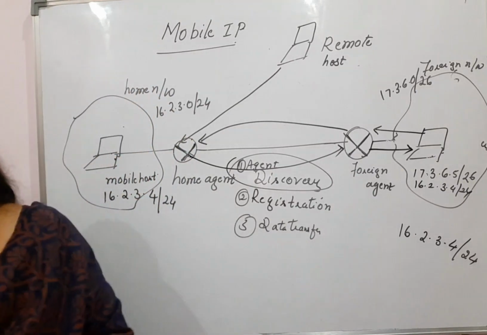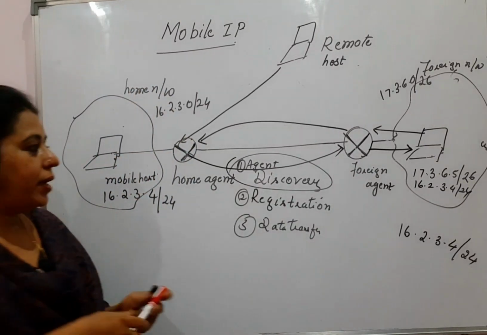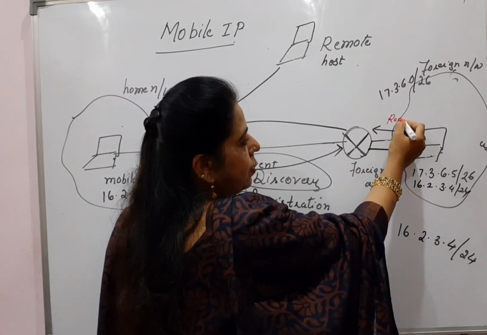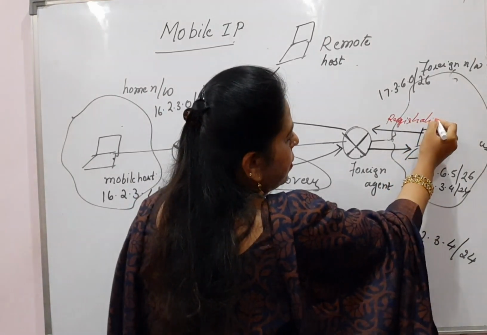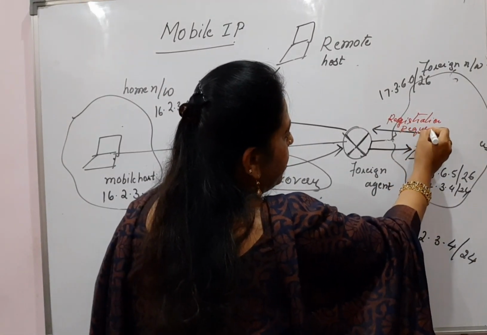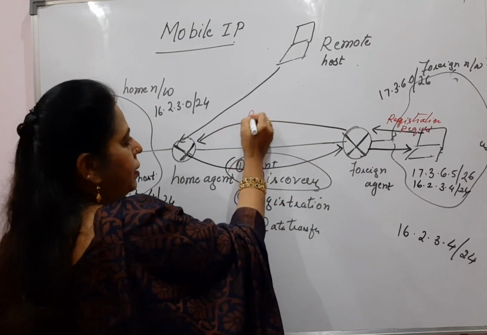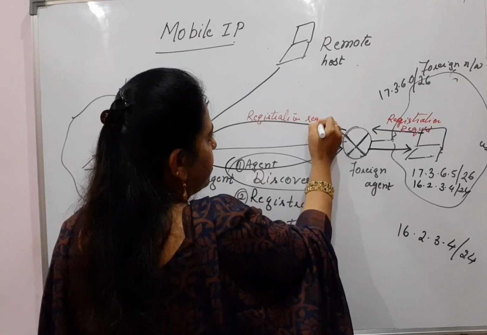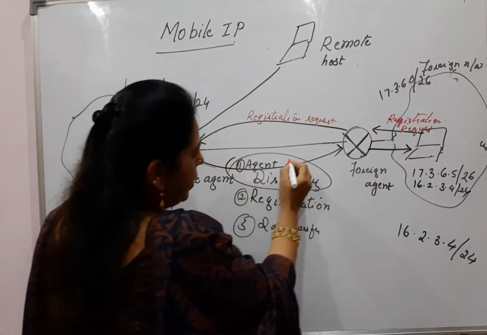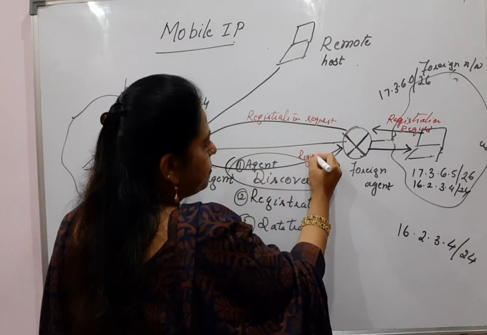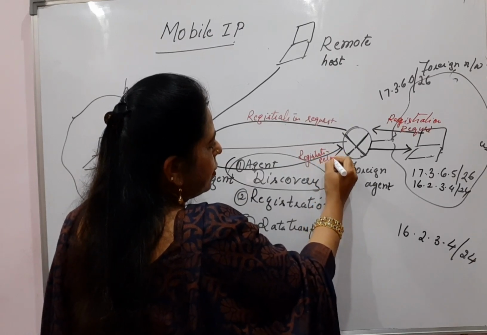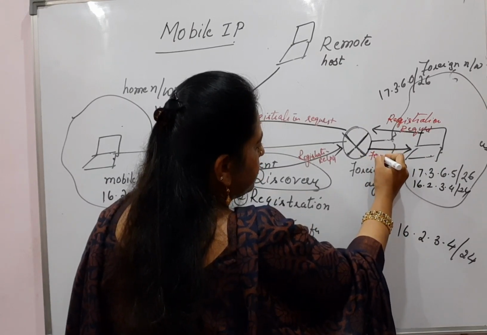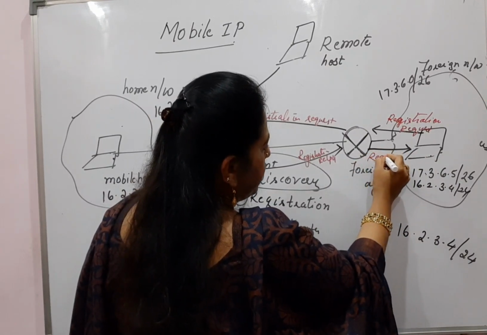So let me use some different coloring here, to show this registration. First, the registration request has come from here. It got forwarded to here, as a registration request. Then this is replying now, the registration reply. Finally, this foreign agent will reply to the host with a registration reply.